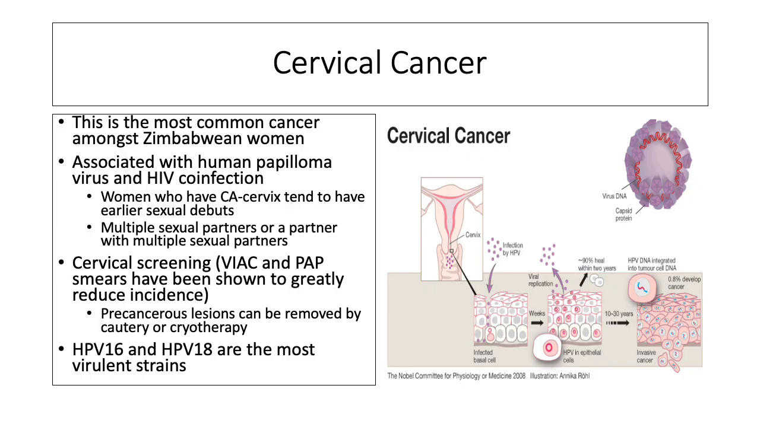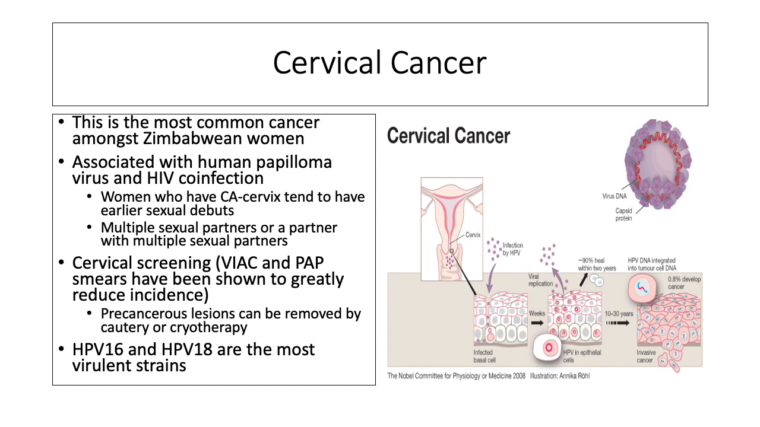So the first one is cervical cancer, which is a very important cancer that we have here in Zimbabwe, the most common cancer among Zimbabwean women. Actually, the leading cause of death from cancers here in Zimbabwe, I believe, from what we saw from that WHO heat map at the beginning. It's normally associated with human papilloma virus, as well as HIV co-infection, and women who have cervical cancer tend to have had earlier sexual debuts.